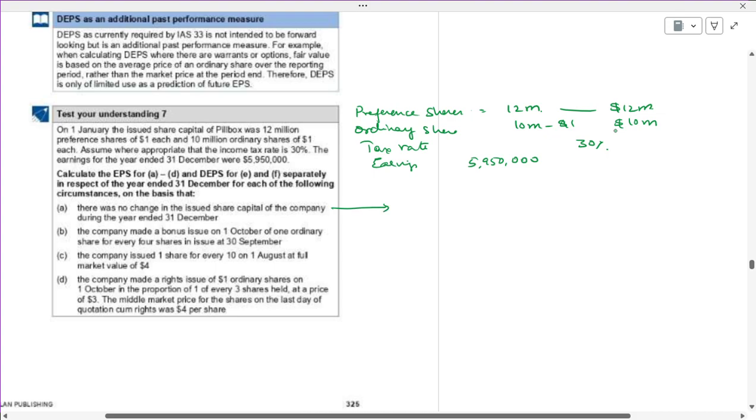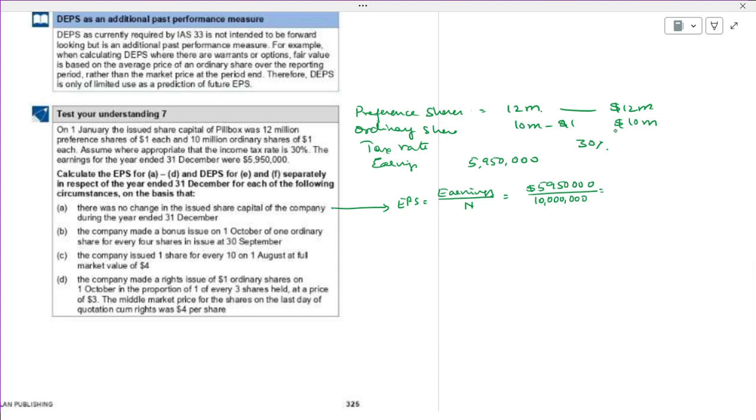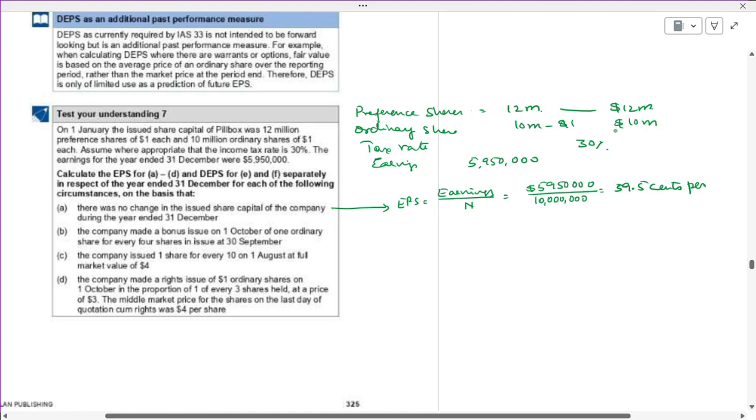Tell me how we are calculating EPS. If there is no change, what is the formula? Earnings divided by number of equity shares. 5950 divided by 10 million shares. It comes to how much? Put it in cents: 59.5 cents per share.